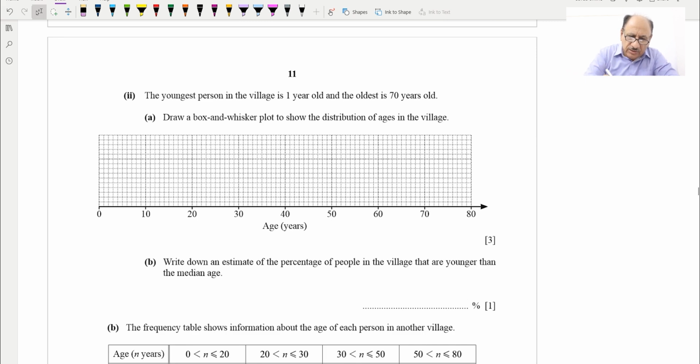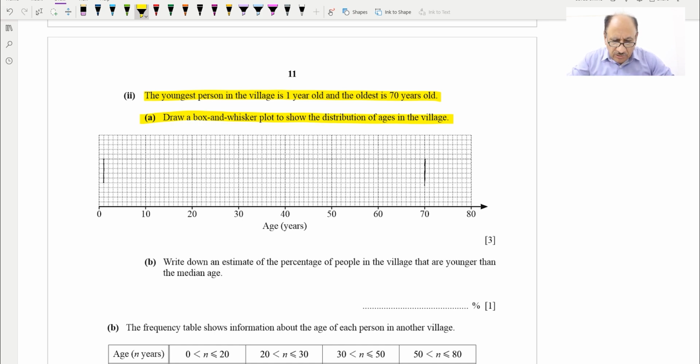Now they're saying the youngest person in the village is 1 year old. So for 1 year old, we can take from here to here. This is the 1 year mark, and the oldest one is 70. So from here we can take up to 70. So these will be the extremes. Then they are saying draw the box and whisker plot to show the distribution of the ages in the village.